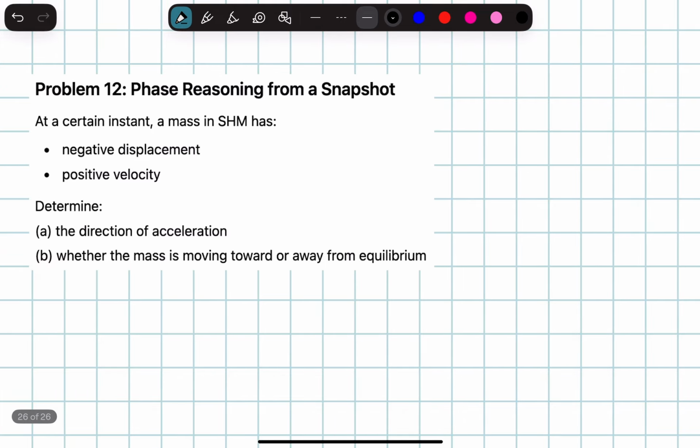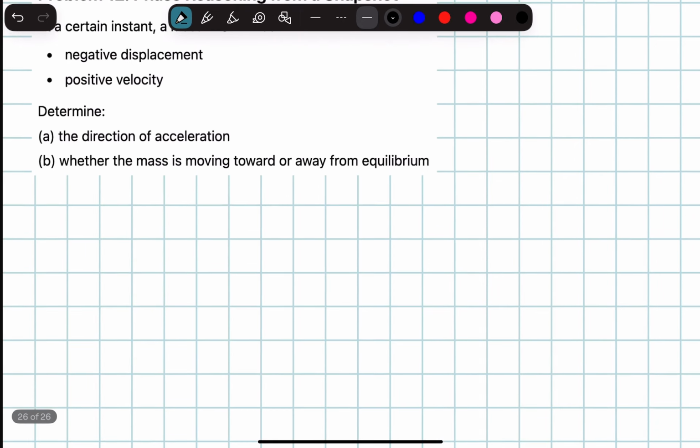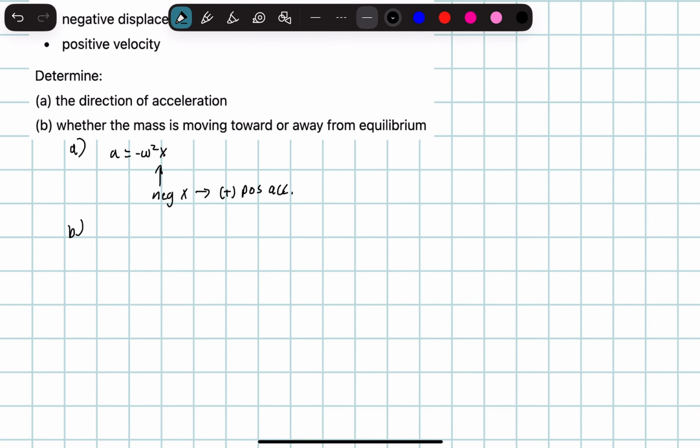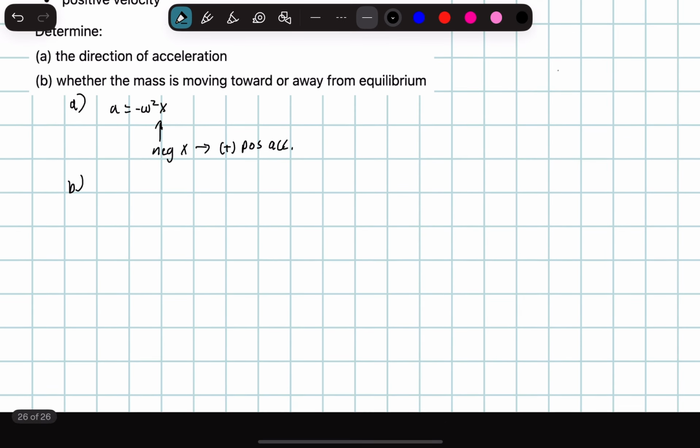At a certain instant, a mass in simple harmonic motion has a negative displacement and positive velocity. So we first want to determine the acceleration direction. A is equal to negative omega squared x. Negative x gives a positive acceleration, whether the mass is moving toward or away from the equilibrium.